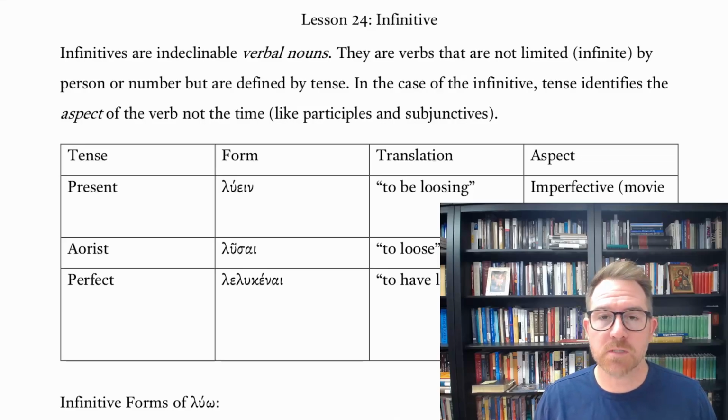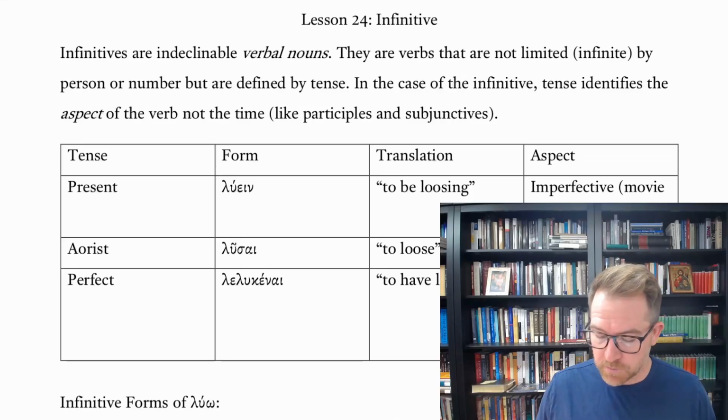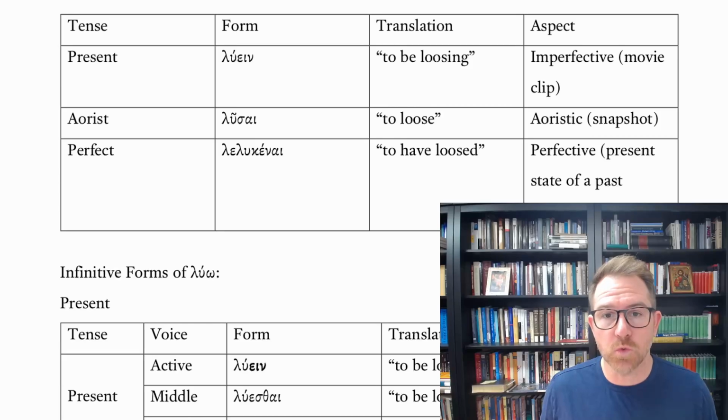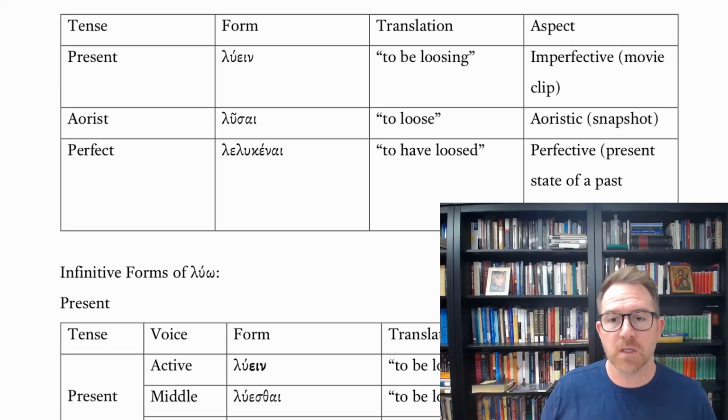So just like we saw with participles and subjunctives, when we're in the aorist or even in the present tense, we're not talking about when the infinitive is happening. We're talking about the kind of action being described. So, for example, the present infinitive, luein, to loose or to be loosing, gets at that imperfective, movie clip aspect. The aorist, lusai, which you could translate as to loose, is the snapshot action. The perfect infinitive, lelukenai, to have loosed, is the present state of the past action, the perfective aspect of the verb.